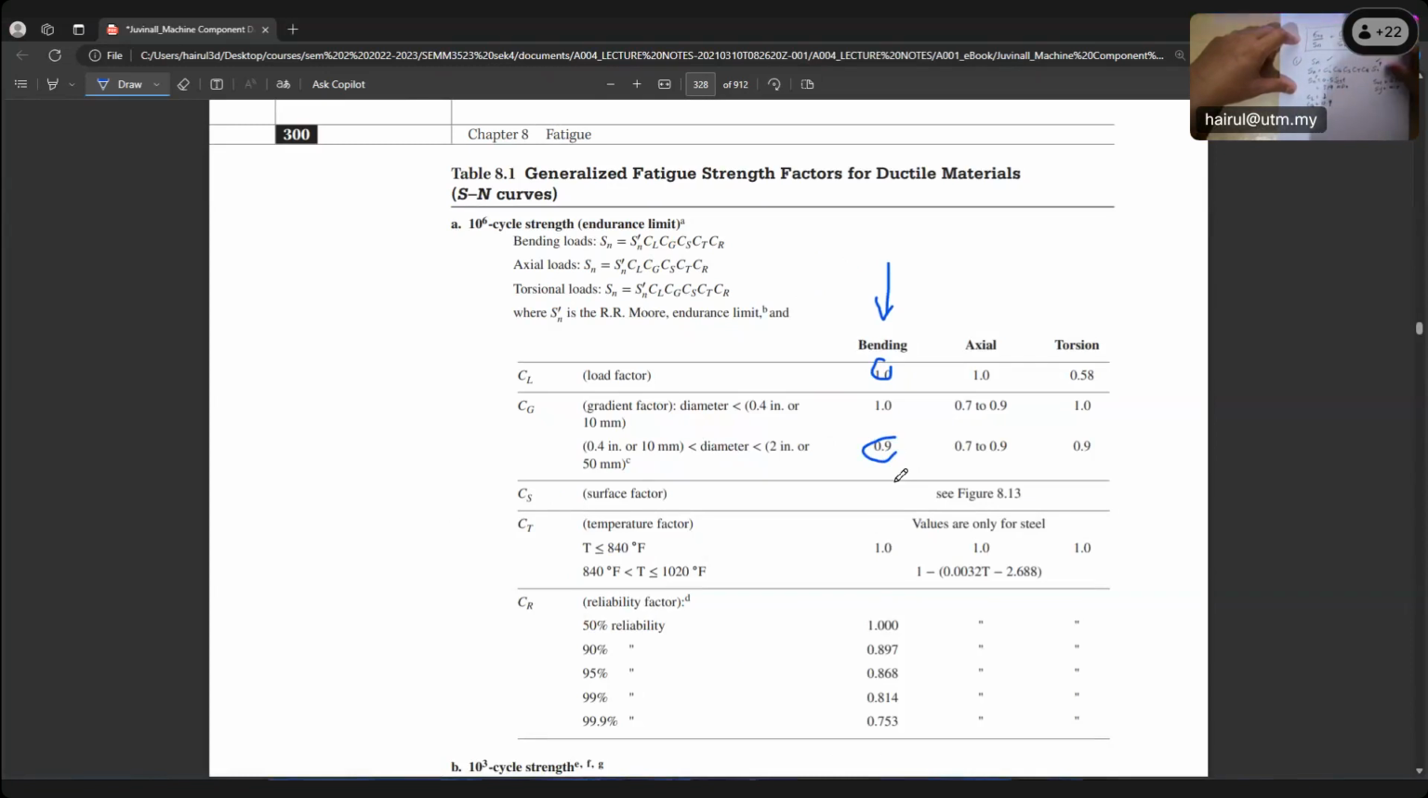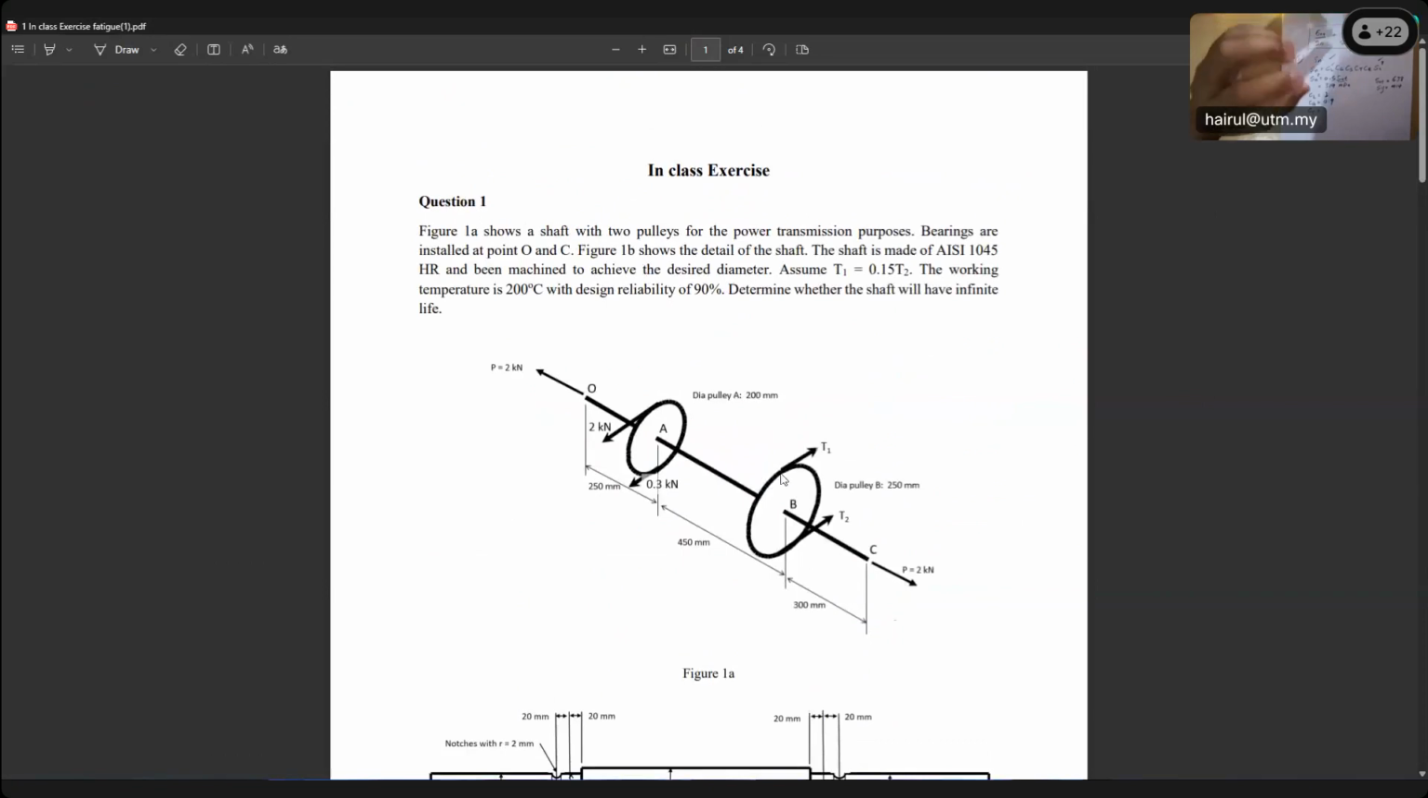Alright. CS is the surface factor. Is it stated what type of surface finish the shaft has? What is stated in the question? The shaft is made of AISI 1040 hot roll and been machined. Can you see here? Been machined. It doesn't say polish. It doesn't say grind. It doesn't say really, really smooth, polished like a mirror.